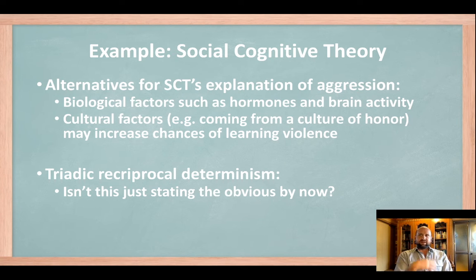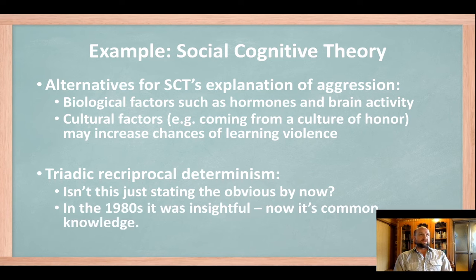He came out with social cognitive theory, he revamped it in the 1980s. Now, in the 1980s, that's 30 to 40 years ago. This idea could have been insightful: hey, all these factors interact, it's not just one. But now, we've studied this for so long, and there's so much research in epigenetics and interactions between cognition, behavior, the brain, hormones. It's just kind of common knowledge.